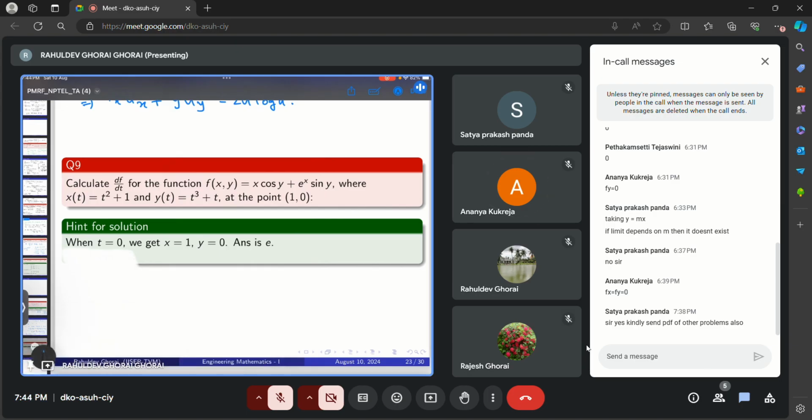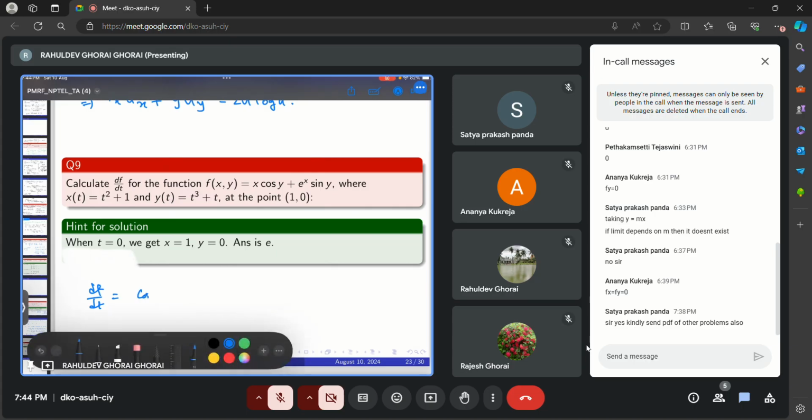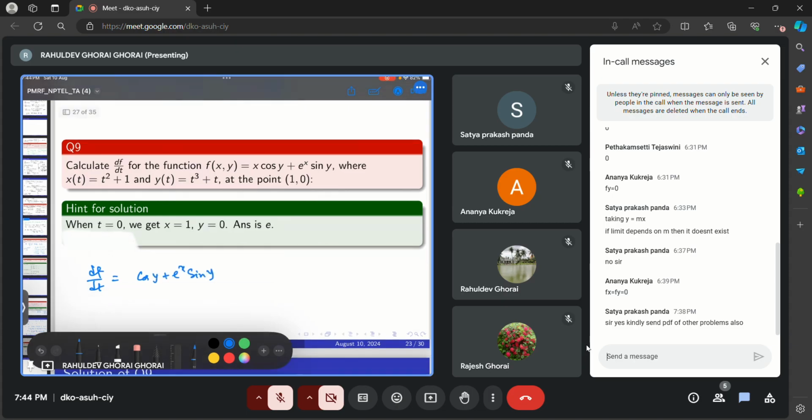So is it E? What is df/dt? I'll just quickly do it, and you check whether it is coming. That is del f del x, which is, it's not 1, sorry, cos y plus e to the power x sin y. df/dt is del f del x times dx/dt, which will be 2t, plus del f del y, which is x sin y plus e to the power x cos y, times 3t squared plus 1.